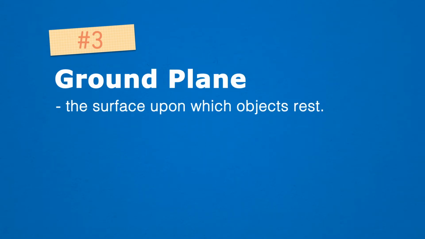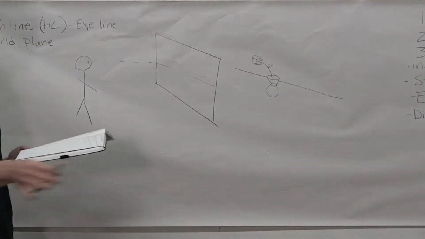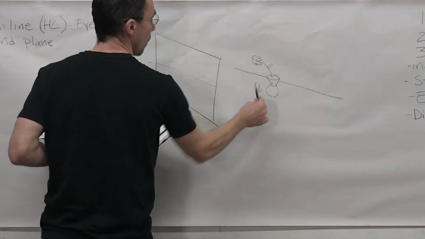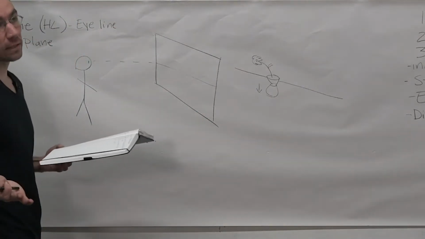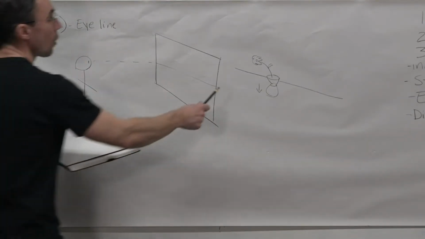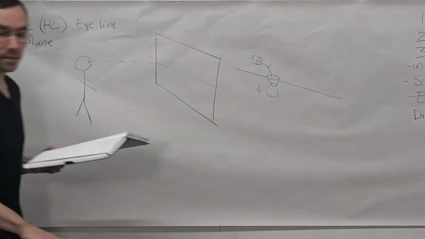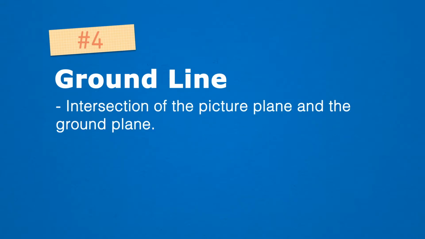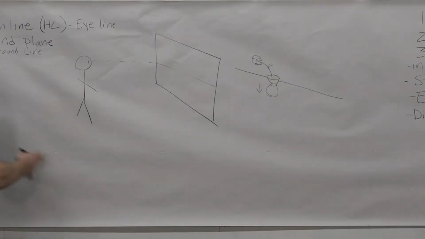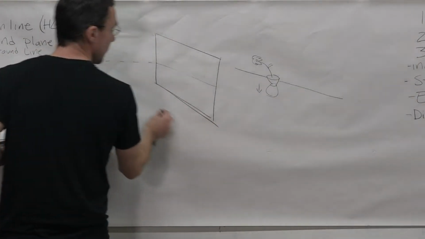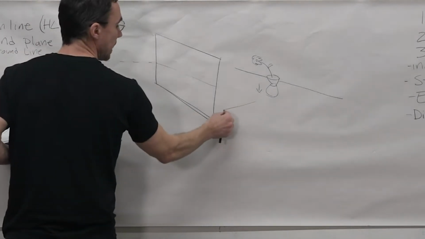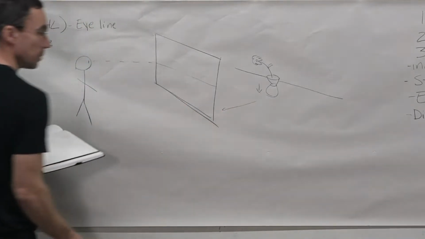Okay, number 3 is ground plane. The ground plane is just the plane that all of your objects are sitting on. So if I'm drawing a landscape, then it's just the ground. If I'm drawing an interior, then it's the floor. Associated with the ground plane is ground line. The ground line is the point at which the ground plane intersects with the picture plane.